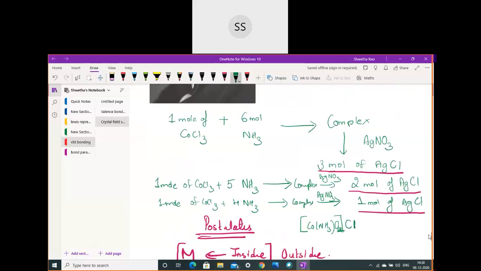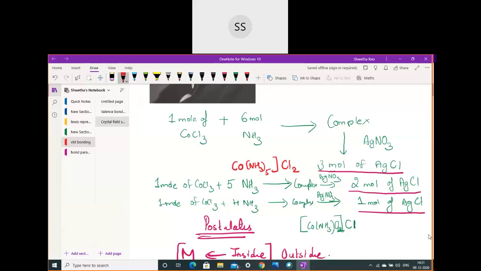That means only one is present outside, and the ones present inside don't get ionized, because they didn't show us any value. Okay, because he has taken everything with the measurement. Everything was taken with the measurement, but only 1 Cl got precipitated out.